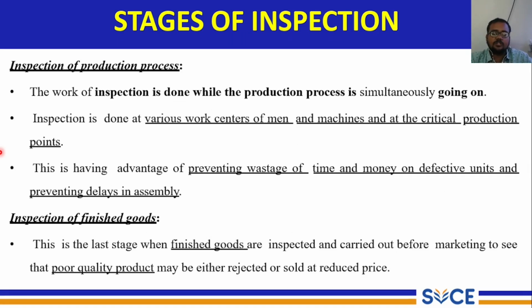The second stage of inspection is the inspection during the production process. This inspection is done on what is called work in progress. Whenever the material is moving from one plant, or one work cell, to another work cell, you call it work in process. So the inspection during this transformation or transportation is called the inspection of the production process.